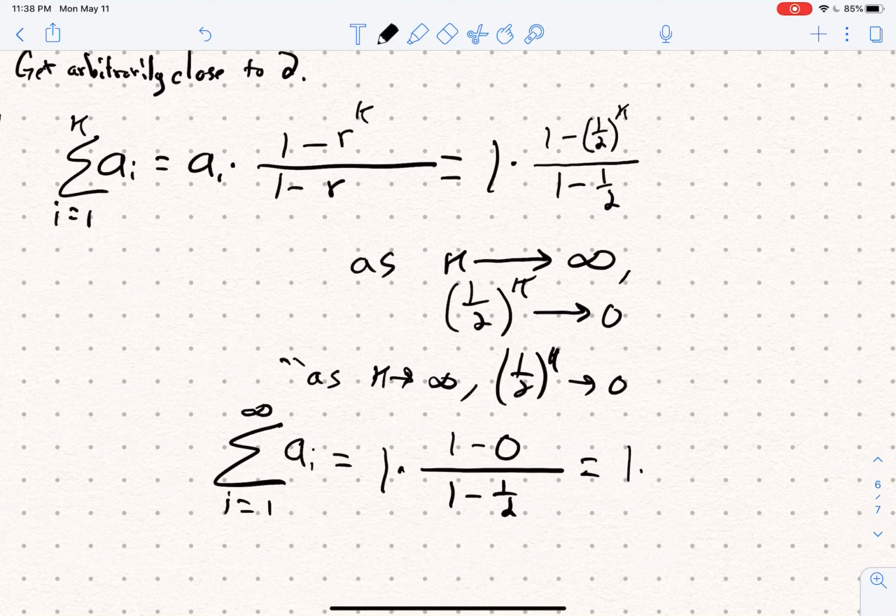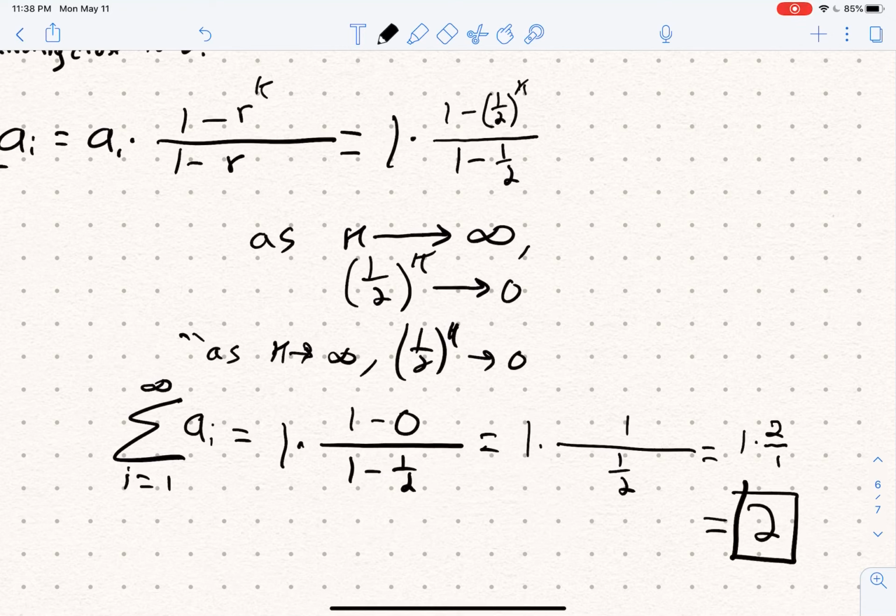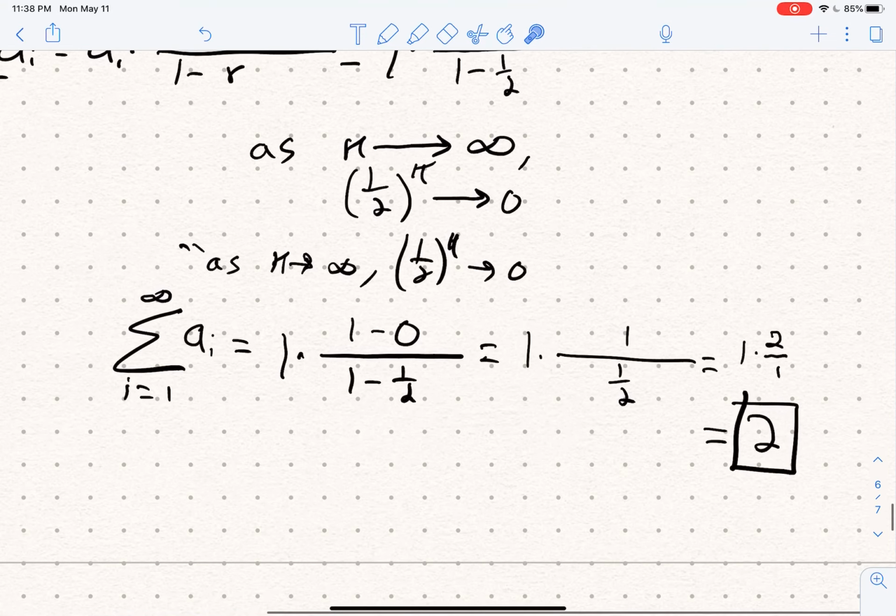The number in front is 1. Top of the fraction, 1 minus 0 is 1. Bottom of the fraction, 1 minus 1/2 is 1/2. The 1 in front doesn't do anything. The 1 on top, we leave there. The 1/2 we bring to the top and we flip it. So this is all equal to 1 times, if we flip that fraction, 2 over 1, which is all equal to 2. So we've gotten that this infinite sum, if we add up all infinitely many of them, is equal to 2. That's the basic idea. That's how we sum this infinite series.